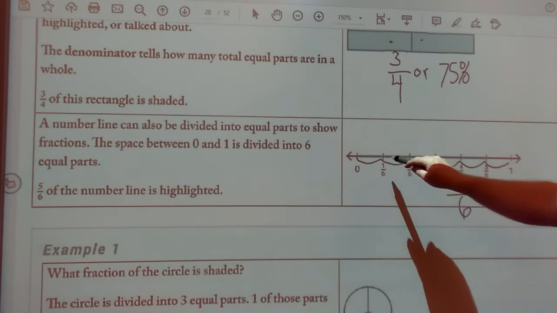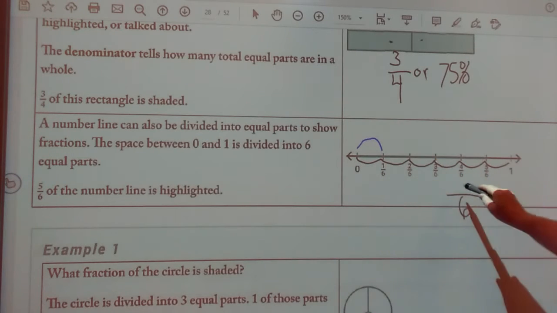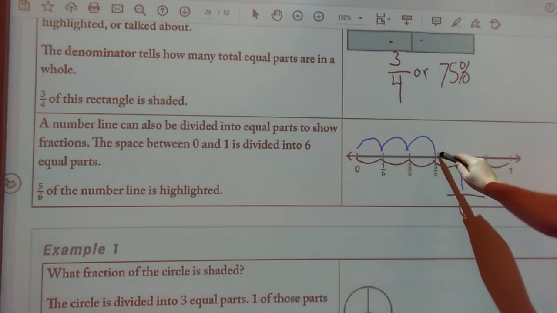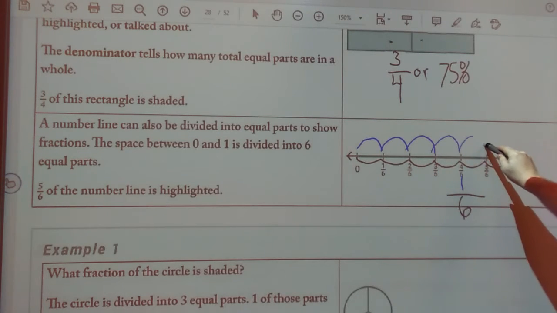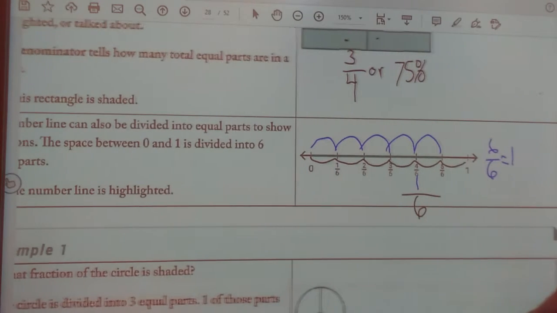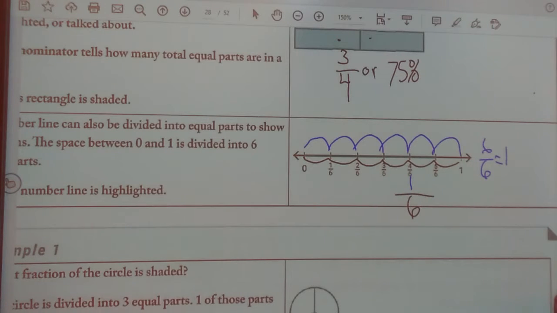Okay, and now here would be 1, so it'll be 1/6, 2/6, 3/6, 4/6, 5/6, and of course 6/6. Anytime a number is divided by itself, it will always give you a 1. And 6 over 6, okay?